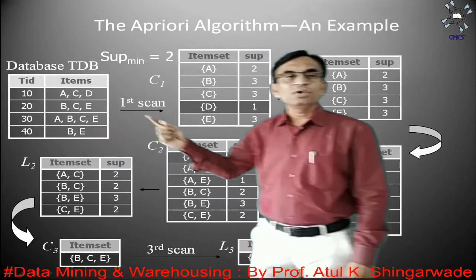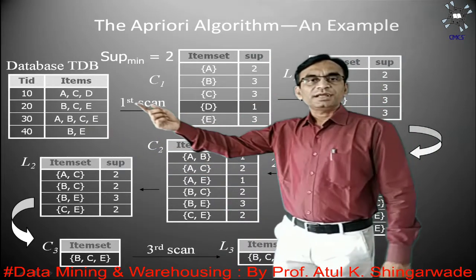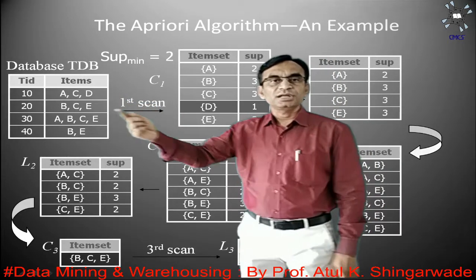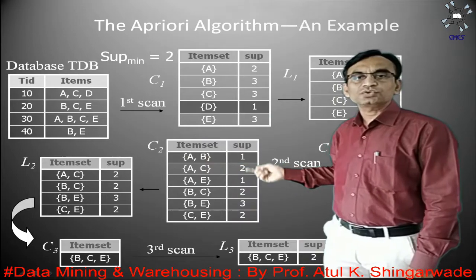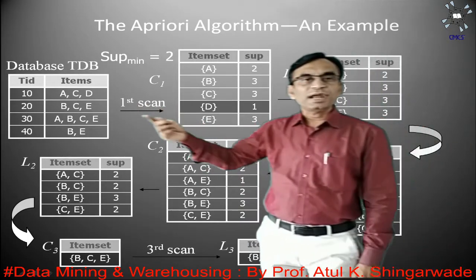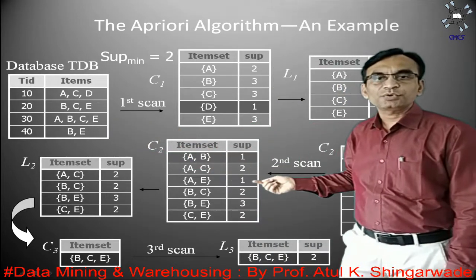So that appears only once, and that's why the support count is written as 1. A and C appears in transaction number 10 and in transaction number 30, so the support count of A and C is 2. Then we can have A and E. A and E together appear inside transaction number 30, and that's why the support count is 1.